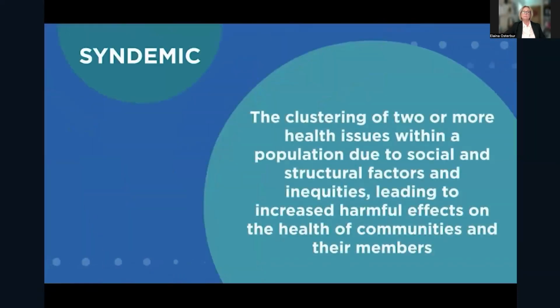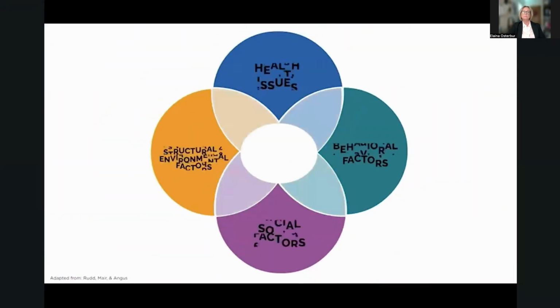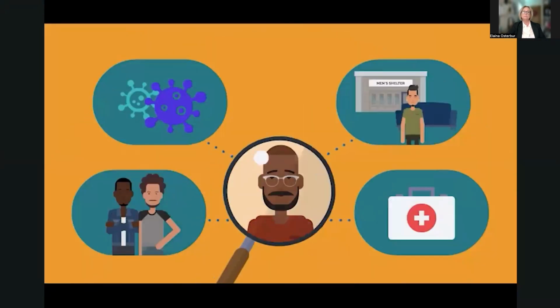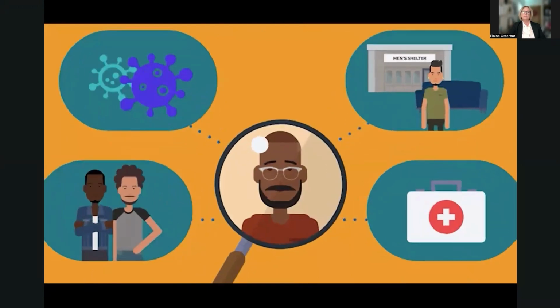A syndemic is the clustering of two or more health issues within a population due to social and structural factors and inequities, leading to increased harmful effects on the health of communities and their members. These health issues and social conditions are intertwined and cannot be adequately addressed by themselves. Let's examine how Andre and his interacting health and social conditions illustrate the syndemic affecting his community.